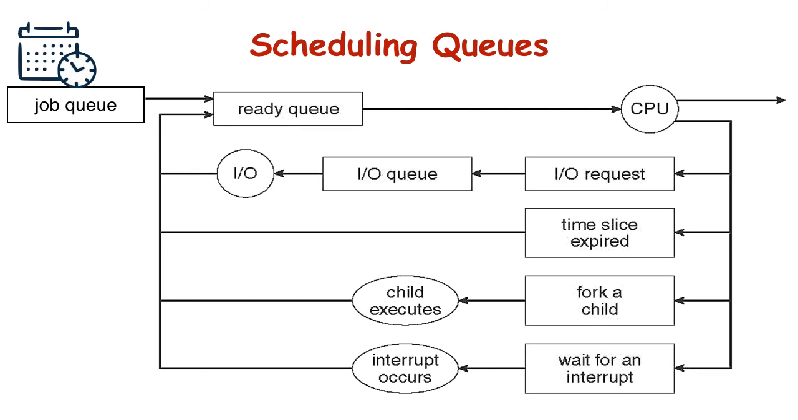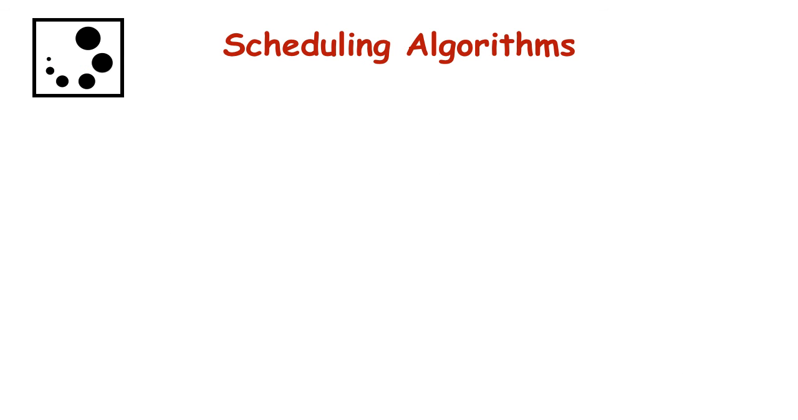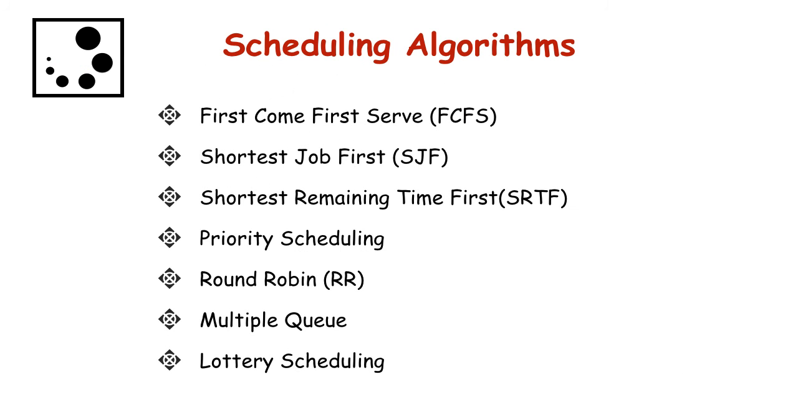Now suppose it requires a child or a subprocess to be executed, it would go to a fork a child queue, and then when the child executes, it will go back to the ready queue. Similarly, in case of an interrupt, after the interrupt is over, it will go to the ready queue. So there are various scheduling algorithms that the schedulers use.